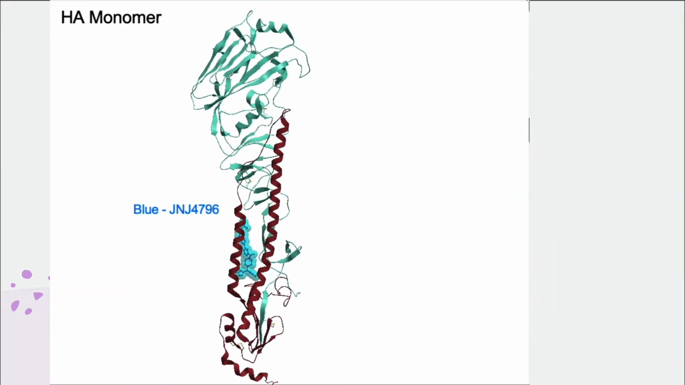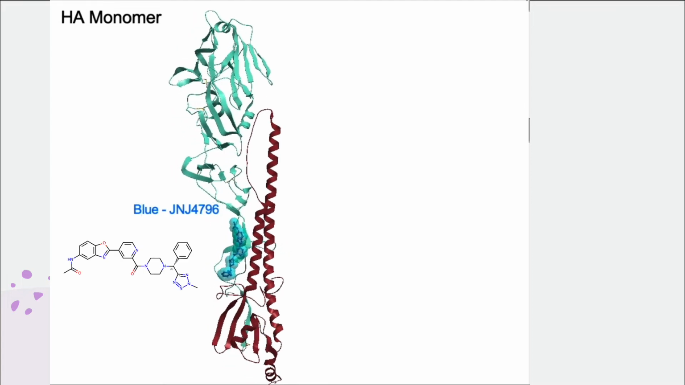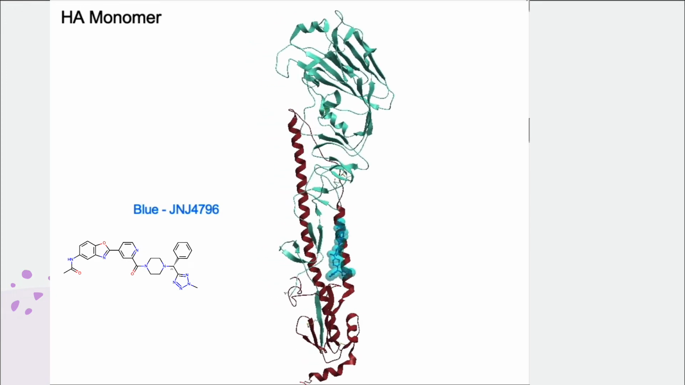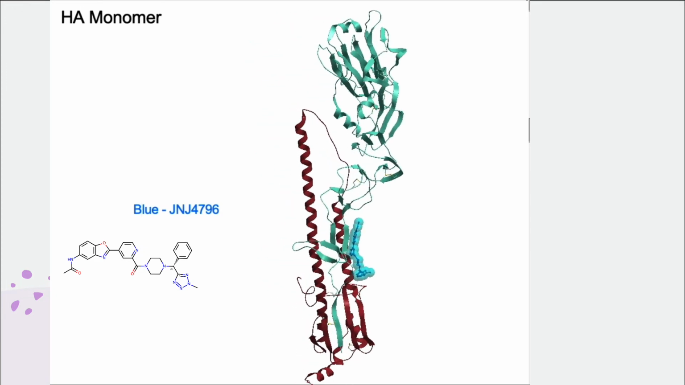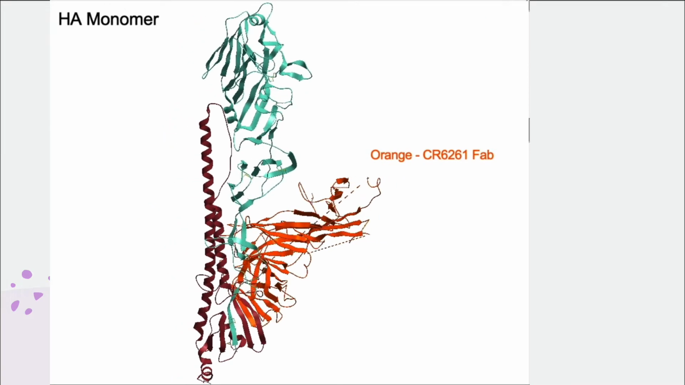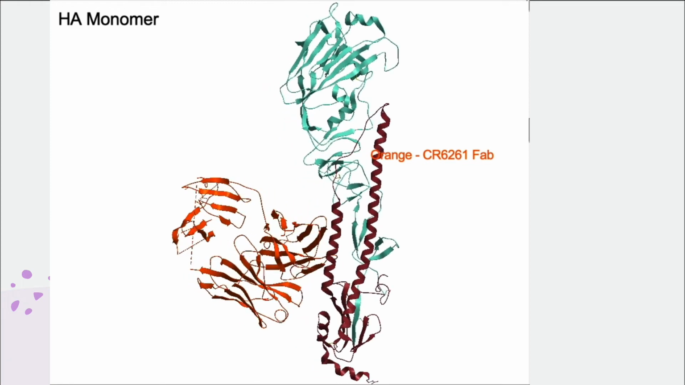Work from scientists in 2019 revealed an orally active small molecule, JNJ4796, which mimics the characterization and function of broadly neutralizing antibodies, like CR6261, to block the fusion of influenza virus as an effective inhibitor.